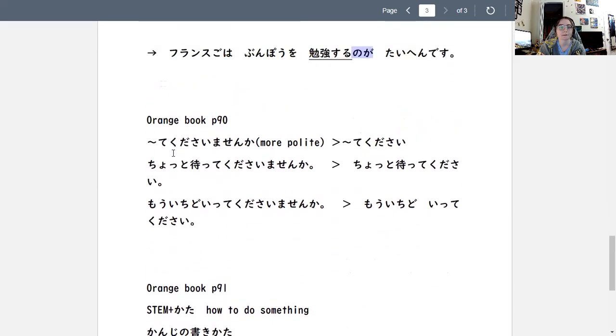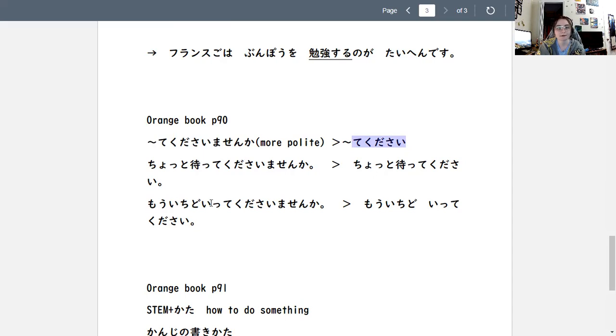Yeah. So then this one is the polite form of putting a verb in te form and then adding kudasai. Kudasai means please. So you put the verb in te form and then add kudasai masenka. So it's like, oh, would you do this for me, kind of. Versus like, oh, just please do this. So you could say, ちょっと待ってくださいませんか? It's like, oh, can you wait just a little bit? Versus ちょっと待ってください. It's like, oh, just please wait.